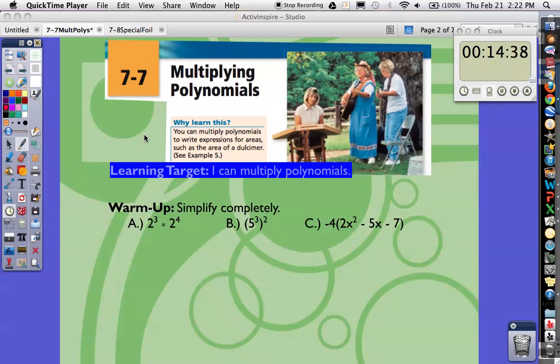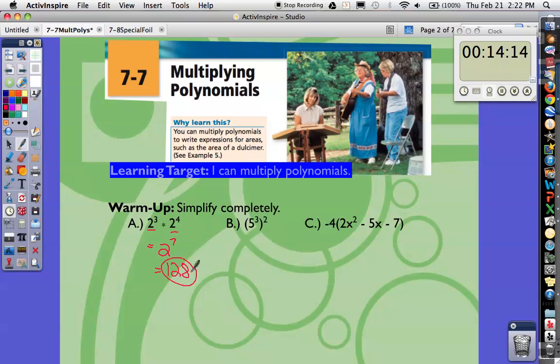2 cubed times 2 to the 4th, multiplying the same base. So I add their exponents. I'm going to have 2 to the 3 plus 4, or 2 to the 7th. So you know what, guys? That's probably the biggest number I would expect you to take out, but I think you can do it. 2 to the 5th is 32, and that would leave me a 2 squared, so 32 times 4. What would that be? That would be 128.